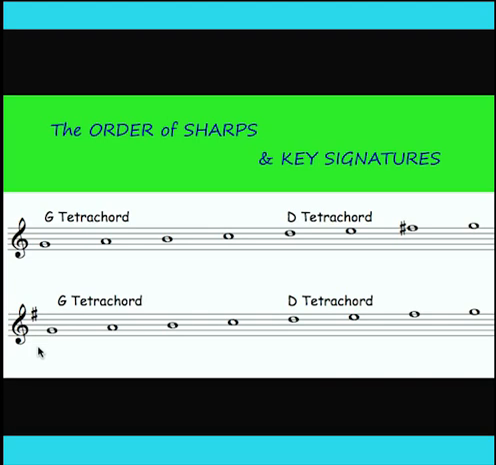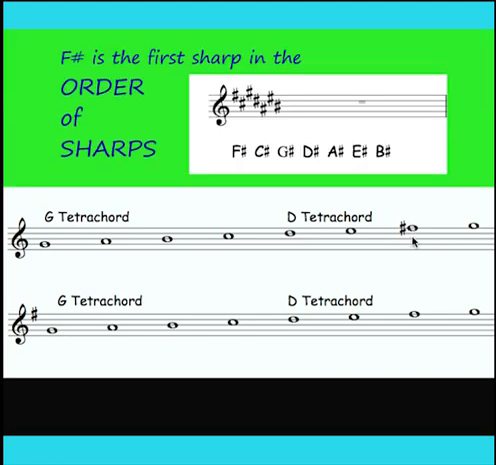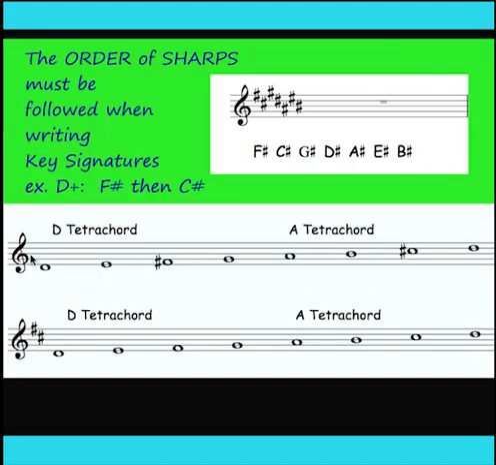Let's talk about G major again. The upper tetrachord required an F sharp to complete the scale, and that is the first sharp in the order of sharps. So when we go to write in the key of G, or the G major scale, using key signature, if there's 1 sharp, it's always going to be F, and it's always going to be on the top line.